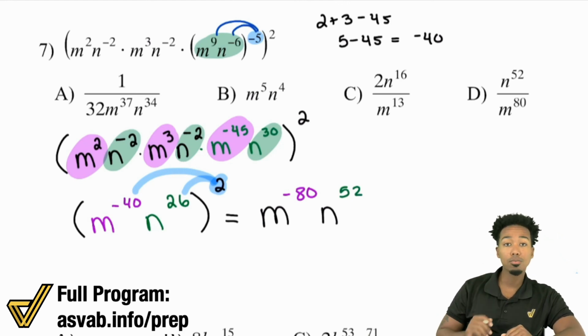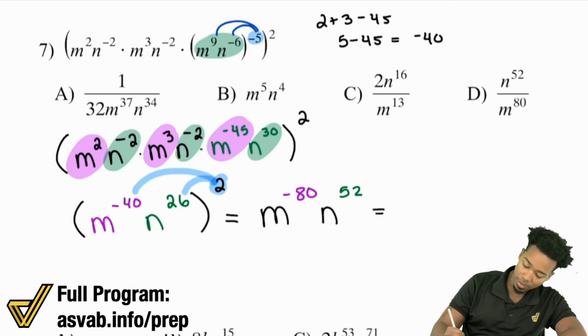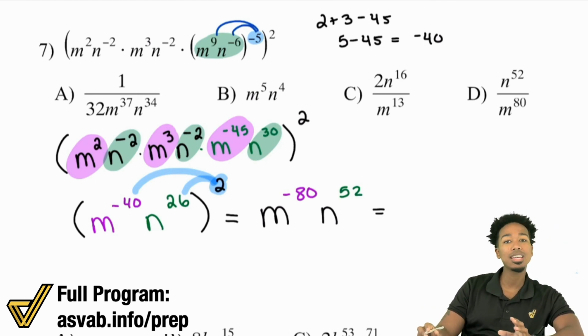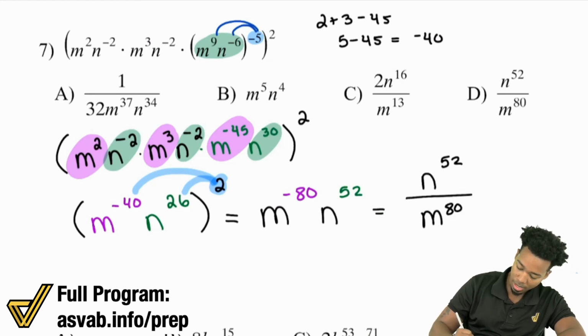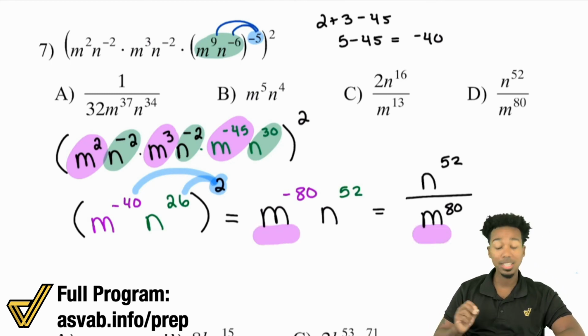Our final answer, my math party people, is just going to be addressing that negative exponent. And so that negative exponent will leave a positive 80 in the denominator with the m. So we'll have n to the power of positive 52 up top, m to the power of positive 80 in the denominator. Got to make sure you take care of business there to turn that negative into a positive. And there's your final answer.